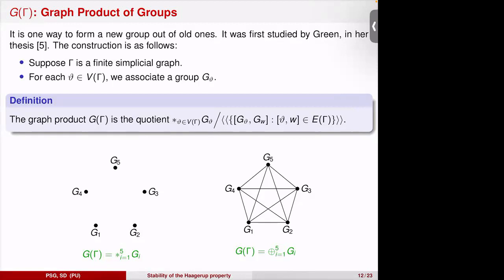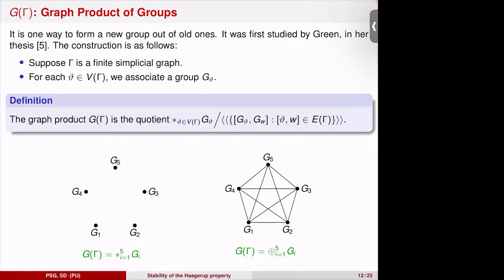So what is a graph product? You have a finite graph gamma, and to each vertex V you associate a group G_V. The definition of the graph product is that you take the free product of all those finitely many groups and quotient it by this relation. What this relation says is that whenever you have an edge in the graph between the vertices V and W, you take the commutator of G_V and G_W. The elements from G_V and the elements from G_W commute with each other. This is the graph product of the groups, and it is denoted by G_gamma.